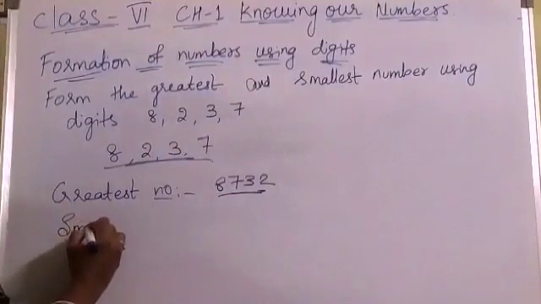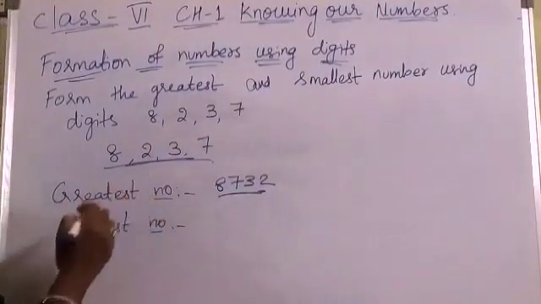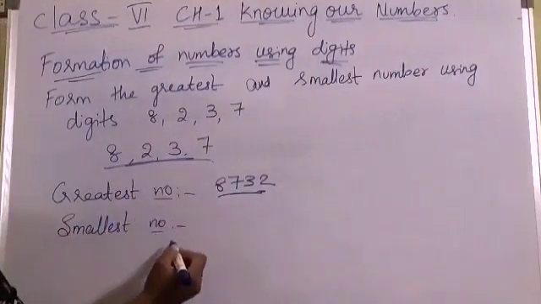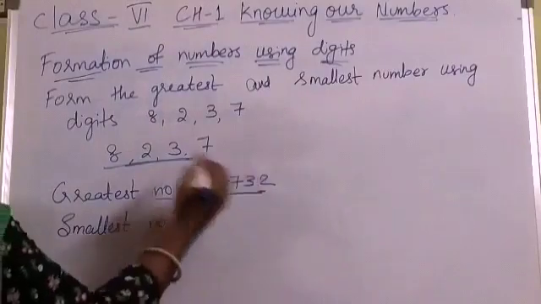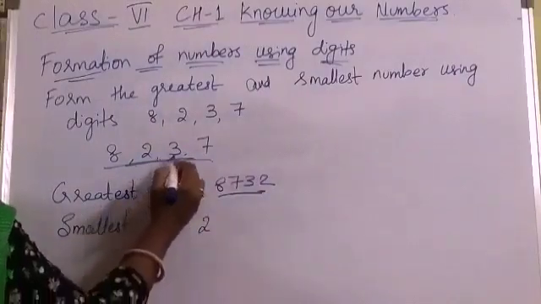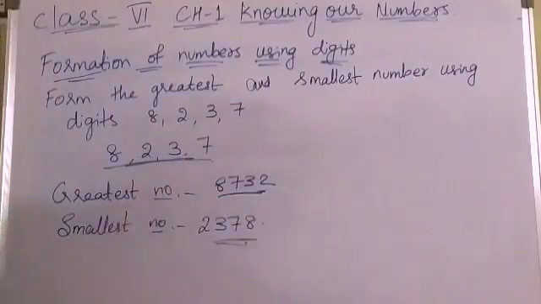Now coming to the smallest number. How to form the smallest number? To form the smallest number, the smallest digit should be placed at the leftmost place. Which is smallest here? 2 is the smallest. Next 3. Next 7. Next 8. This is the smallest number.